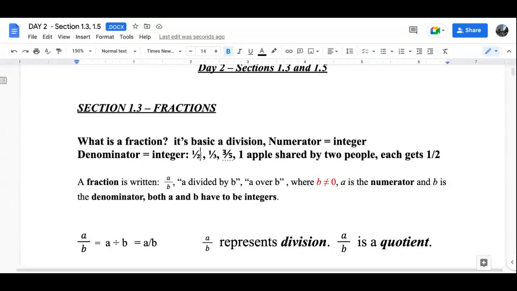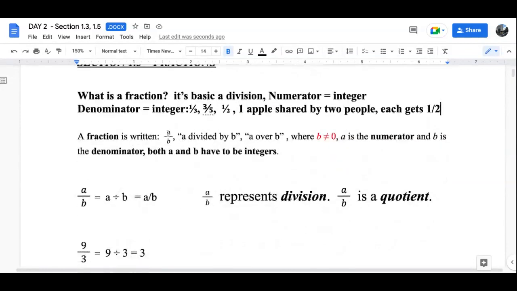1/2, what does 1/2 mean? So 1/2 means 1 apple shared by 2 people, right? Each one gets half of it. That explains half. So 1 apple shared by 2 people, each gets a half of the apple.